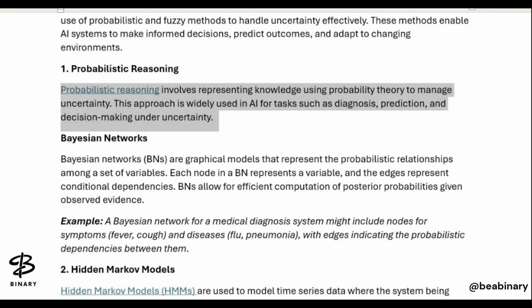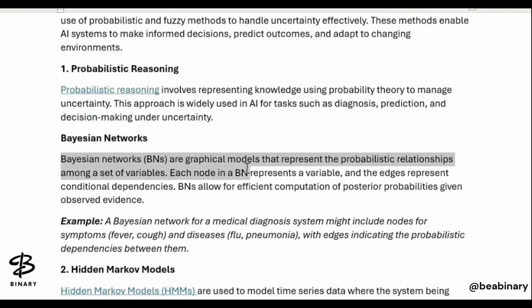So how does it work now? What is the Bayesian network? As we have talked about, Bayesian networks are graphical models. Here we are representing the probabilistic relationships among the variables in the form of a graph. So Bayesian networks are graphical models that represent the probabilistic relationships among a set of variables. Each node in the Bayesian network represents a variable, and the edges represent the conditional dependencies. And the Bayesian network allows for efficient computation of posterior probabilities given the observed evidence.